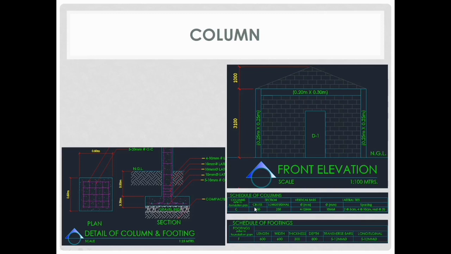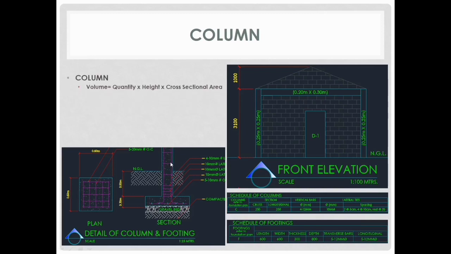So, yung details ng column natin, makakuha natin yan dun sa mga elevation. So, dito ang ginamit yung example ay front elevation. And kailangan din natin yung details for columns, schedule footings. So, ito yung section drawing. So, estimate na natin yung volume.